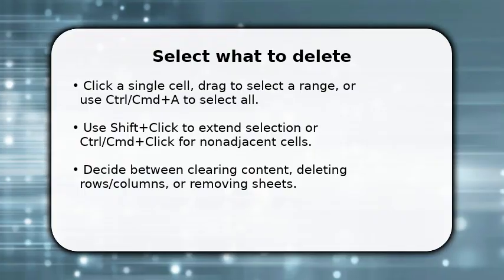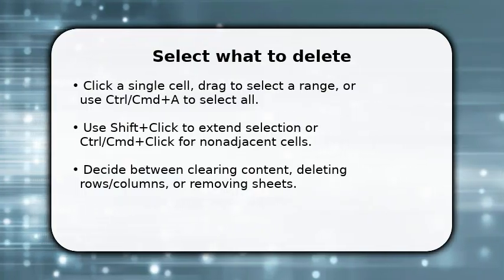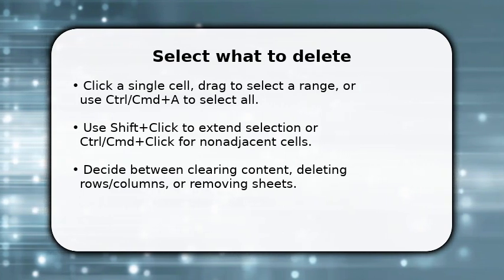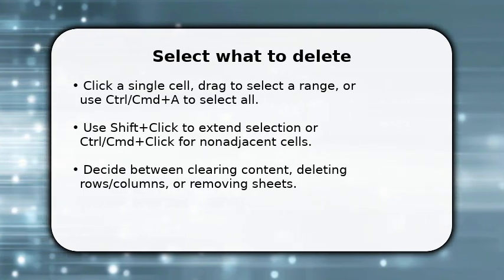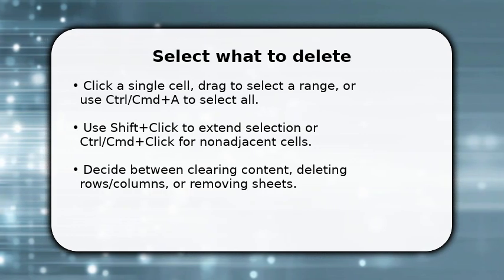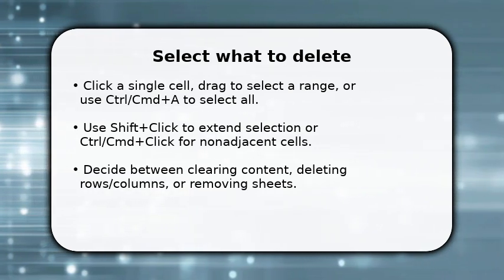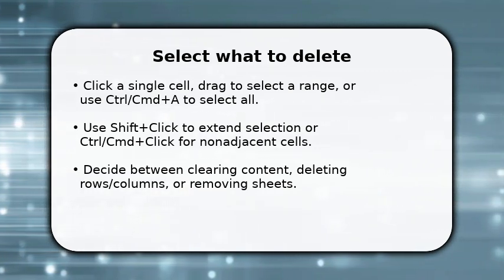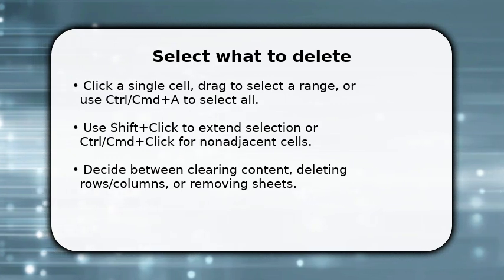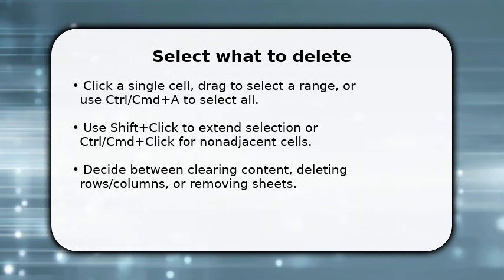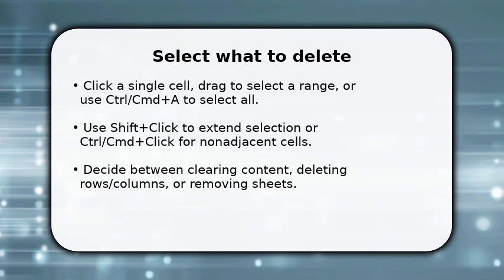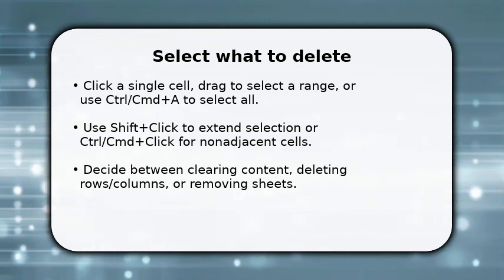Enjoy the video. You start by choosing exactly what you want removed. Click a cell or drag to select a range, and use Shift or Control/CMD to adjust multiple areas. Once selected, consider whether you only need to clear values and formatting or delete entire rows, columns, or a sheet. This choice determines the next menu option.